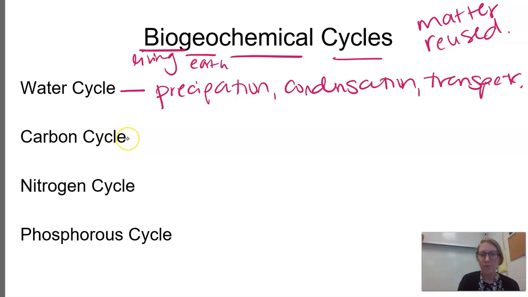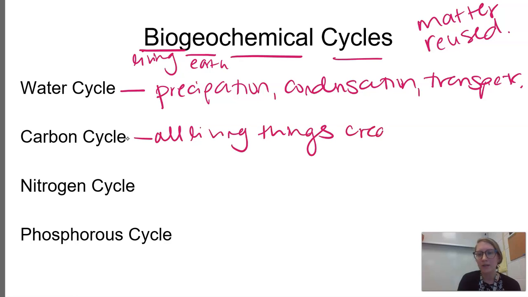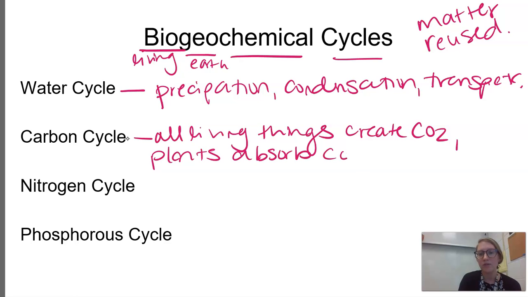The carbon cycle, make sure you know that all living things create CO2, and plants are the only thing, plants absorb CO2. That's why they're so important for the environment, because carbon is also a greenhouse gas. So make sure you know that we talked about greenhouse gases for this too.